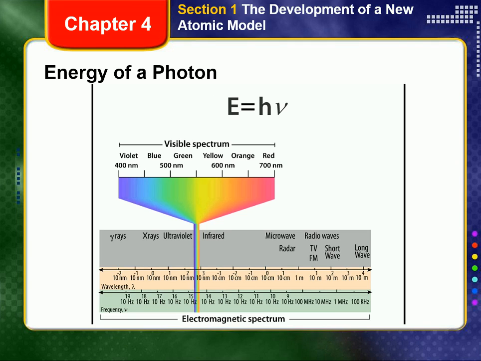This equation can be looked at differently by using the relation: the frequency of the photon is equal to the speed of light divided by the wavelength. This means that the energy of a photon is equal to Planck's constant times the speed of light divided by the wavelength of the photon. Blue light has a shorter wavelength than red light. From this relation, we can determine that blue light is more energetic than red light.